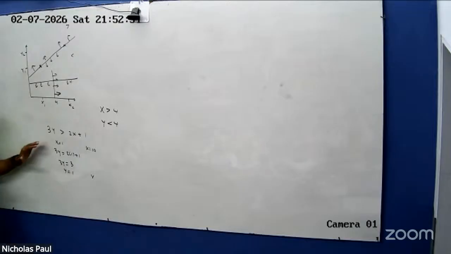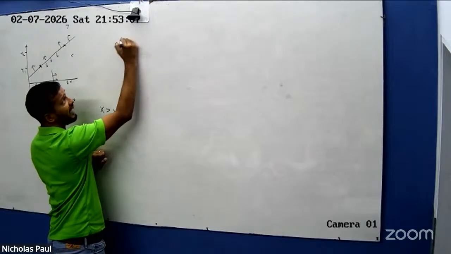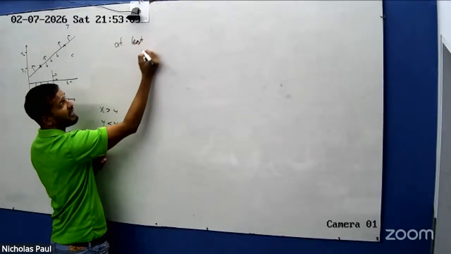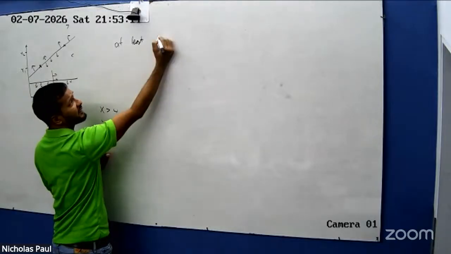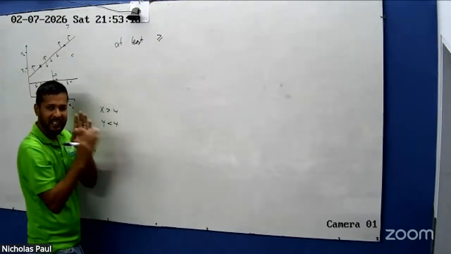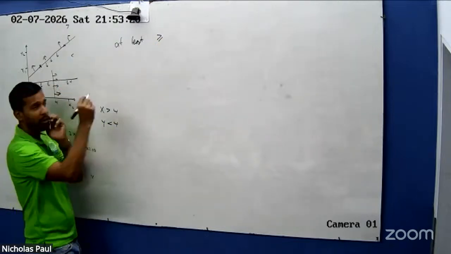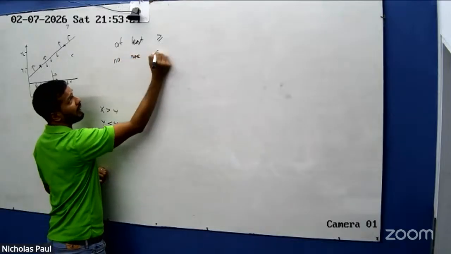So now we're going to go into a real world situation, get inequalities, and then draw them. There are 2 things you need to remember. Whenever you see the words at least, what inequality symbol is that? More than or equal to. So at least 4 means more than or equal to 4. What about no more than? Less than or equal to.